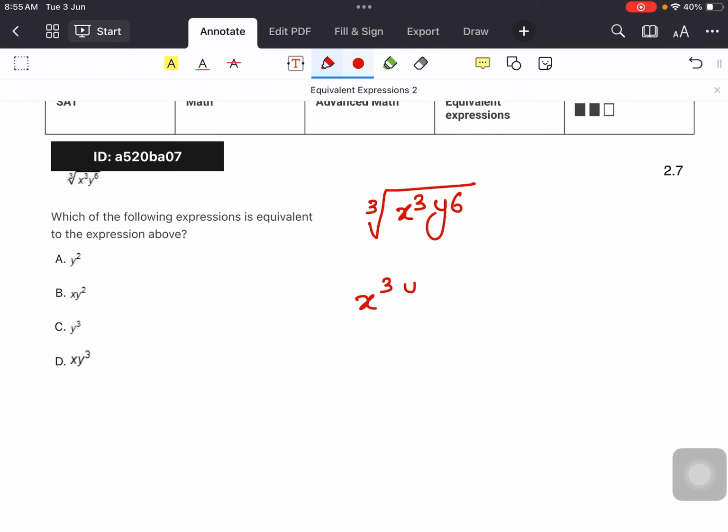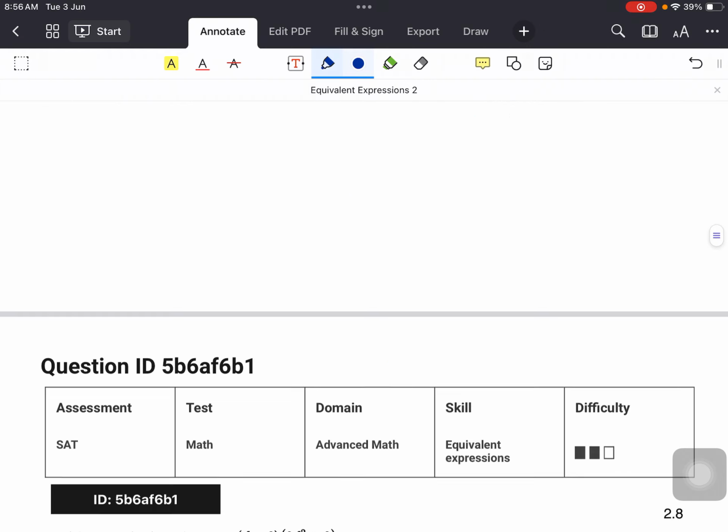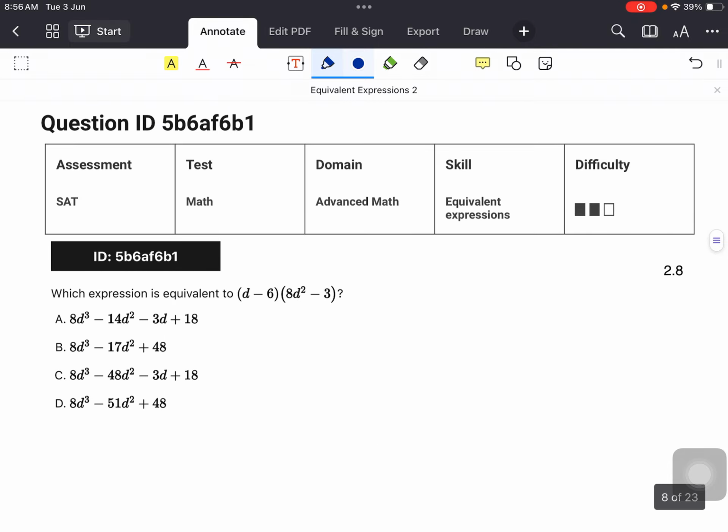x to the power 3, y to the power 6, and I can write cube root as power 1 over 3. By applying the laws of indices, what is the law? That if two terms are in multiplication and the power is outside, that power I can give to both. So here I can give power 1 by 3 to both separately. The powers will cancel out. So what is it? x, y squared, and I get this option in B. So this was a little simple, but only you should know the property of exponents and all.